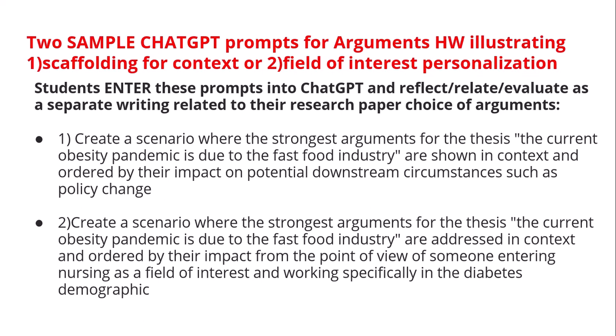For example, in number 2, create a scenario where the strongest arguments for the thesis, the current obesity pandemic is due to the fast food industry, are addressed in context and ordered by their impact from the point of view of someone entering nursing as a field of interest and working specifically in the diabetes demographic. So this is a way to take a generic homework, how to get arguments together towards a research paper, and add the depth that would be removed by over-reliance on ChatGPT by, in this case, talking about the career field and a specific incident or demographic, in this case, diabetes.